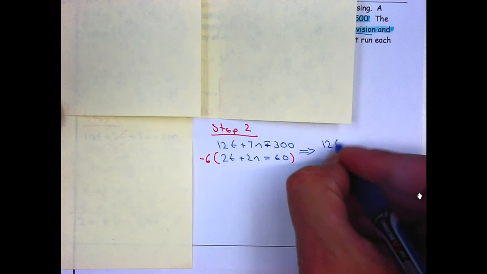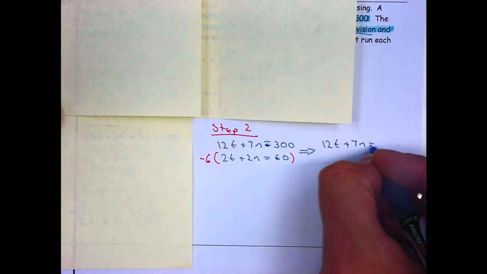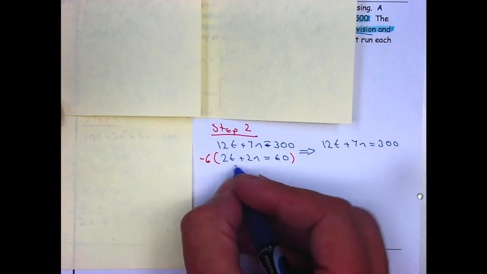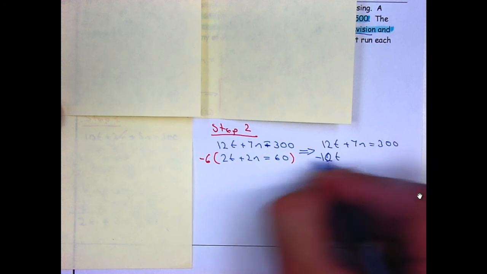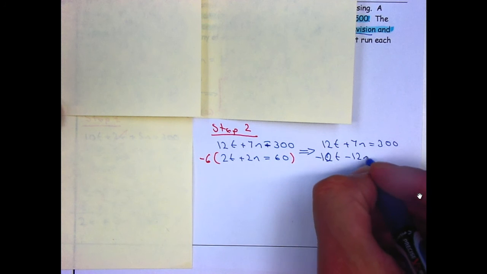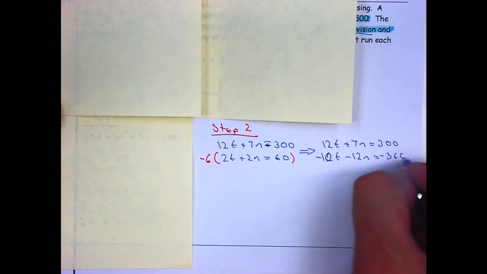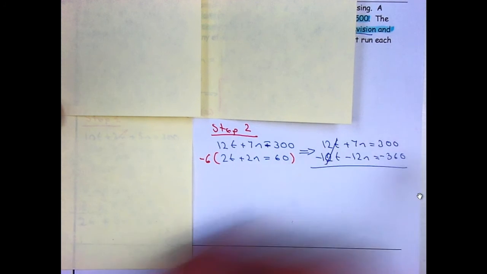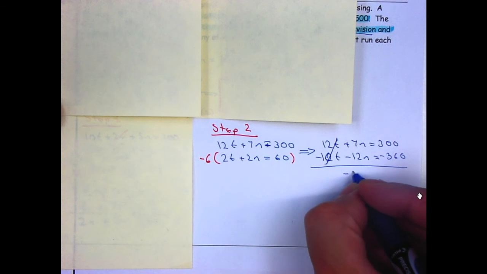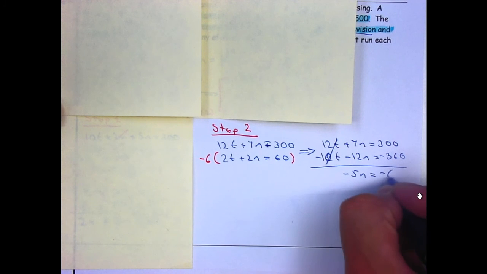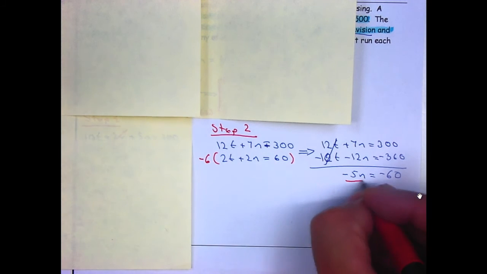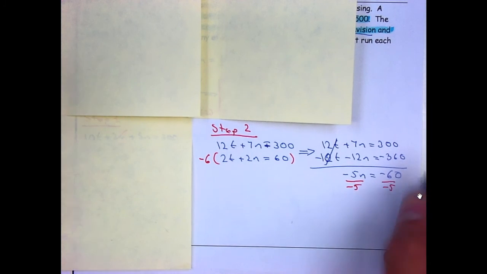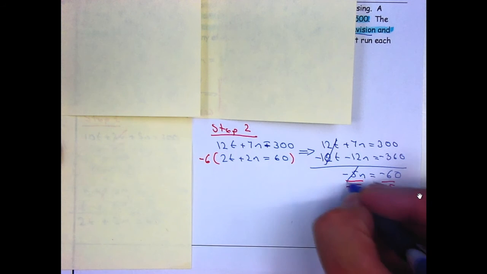First one stays the same, 12t plus 7n is equal to 300. The bottom one multiplied by negative 6, so negative 12t minus 12n is equal to negative 360. That will cancel. So that gives me negative 5n is equal to negative 60. And divide by negative 5 on both sides. And I get a whole number, so I'm very happy because I did not make any mistakes.